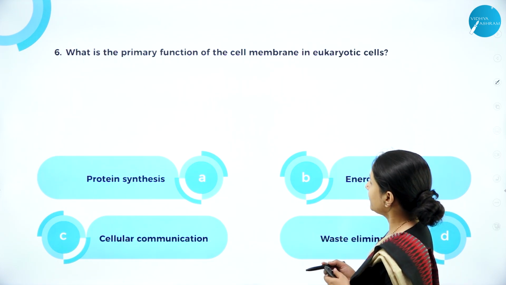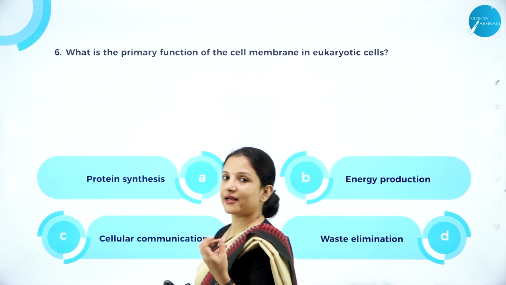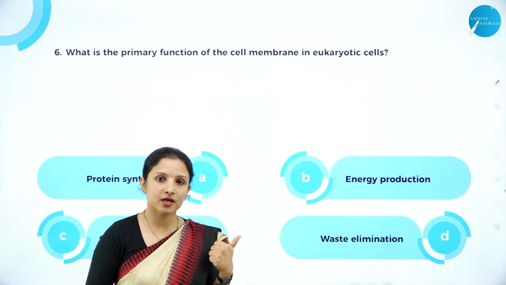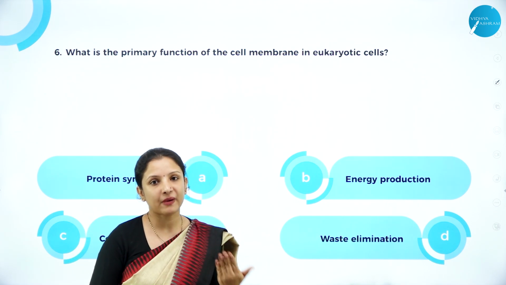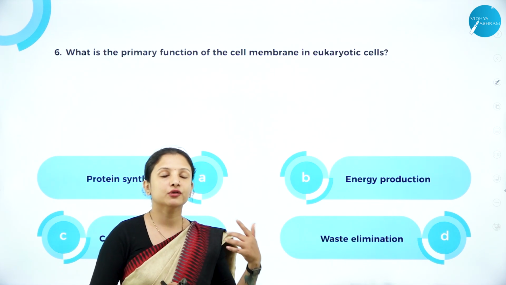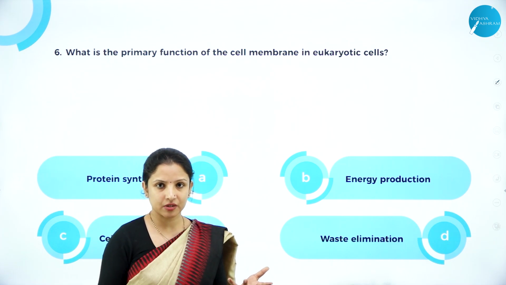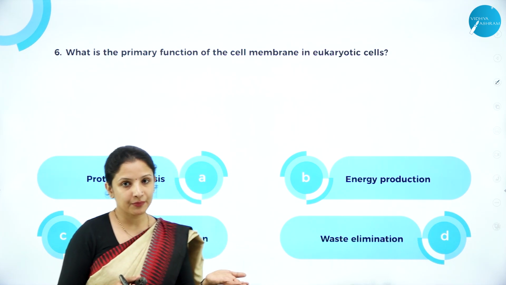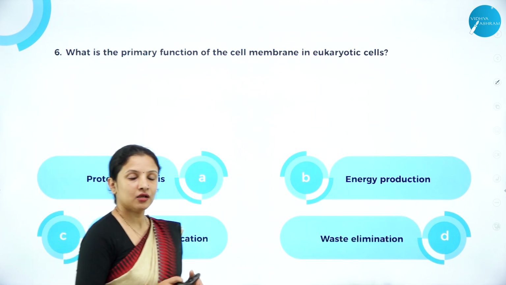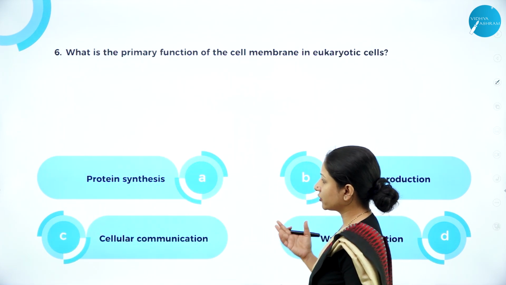Next question. What is the primary function of the cell membrane in eukaryotic cell? The cell membrane has particular functions. They prevent the entry of pathogens and other harmful substances into the cell, they also give proper shape to the cell, they prevent the spilling of the cytoplasmic content, and they are selectively permeable in nature. All those are there. Let's look into what is the primary function of the cell membrane or the plasma membrane.